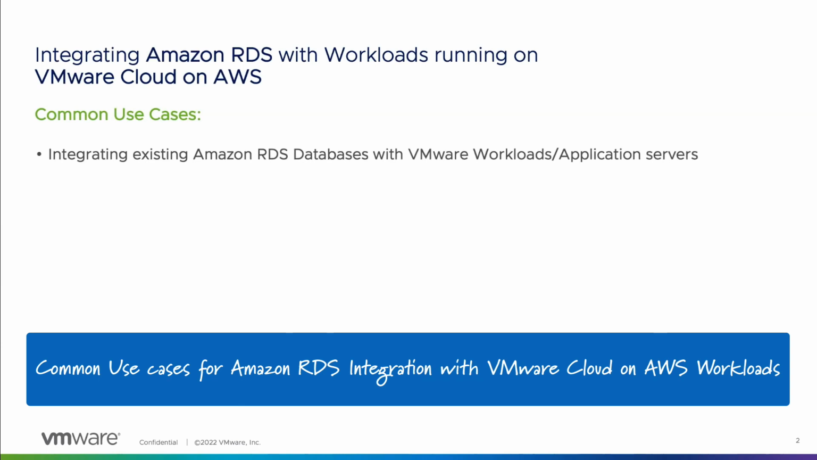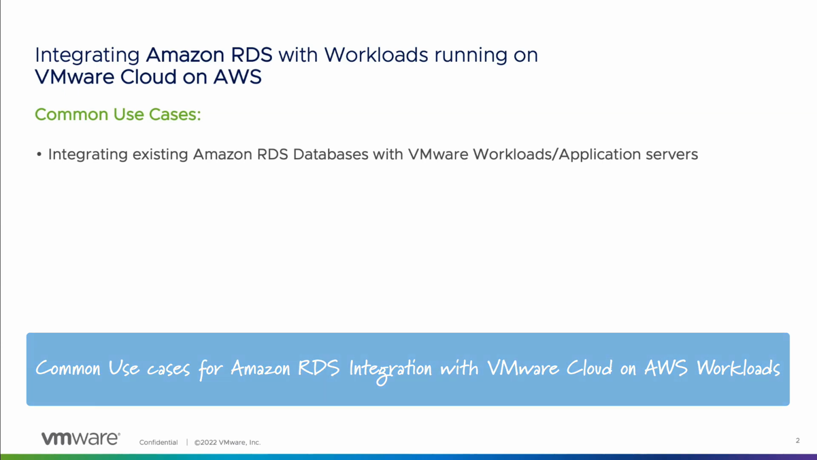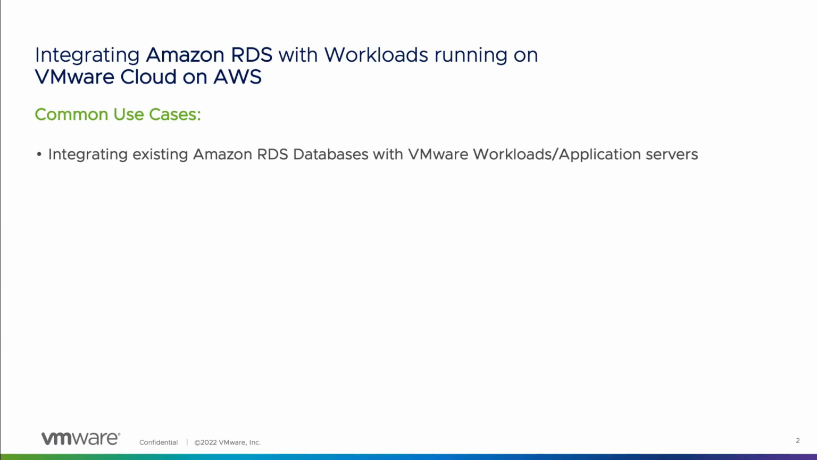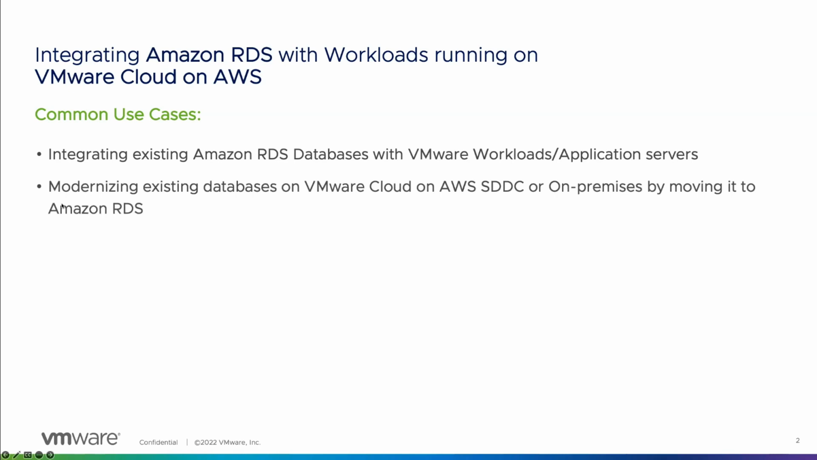The first use case is our customers integrating their existing Amazon RDS databases with VMware workloads or application servers sitting on VMware Cloud on AWS SDDC. The next common use case is our customers modernizing their existing databases on VMware Cloud on AWS SDDC or on-premises by moving them to Amazon RDS.